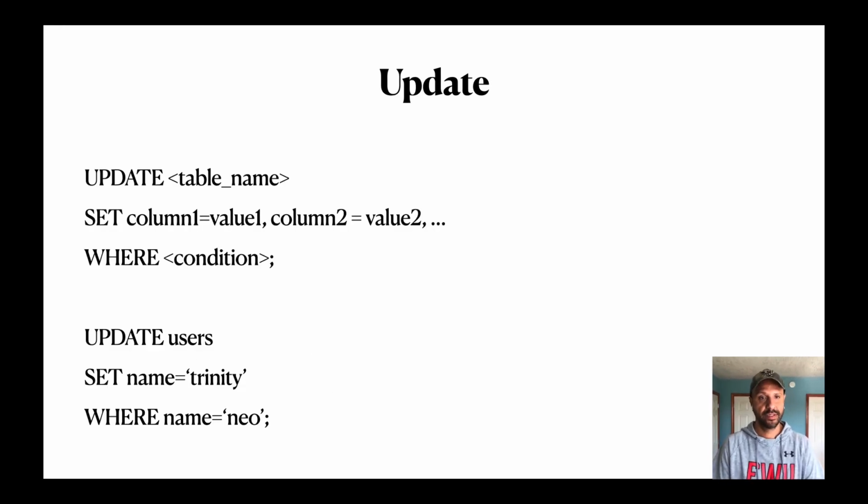Okay, update. This one's a little bit more involved, but again, I think you can follow it. We want to use the update statement. So update this table, set these columns: column 1, value 1, column 2, value 2, where a specific condition. The example down below is update the users table, set name to Trinity, where name equals Neo. So basically, we're going to find the record that has a name of Neo and update the name to Trinity, is what we're doing here.